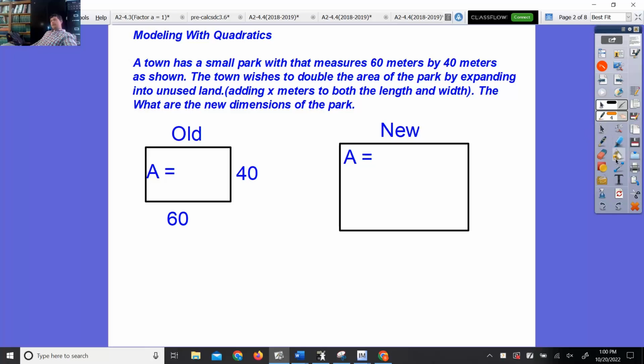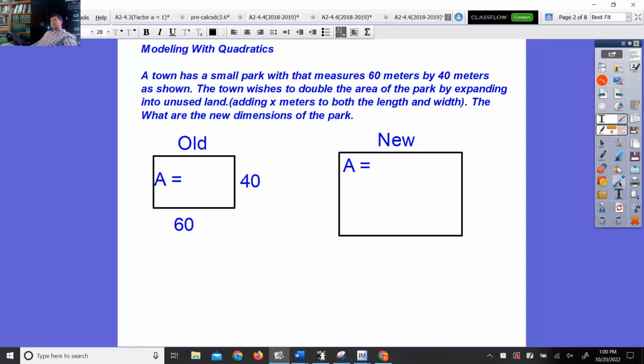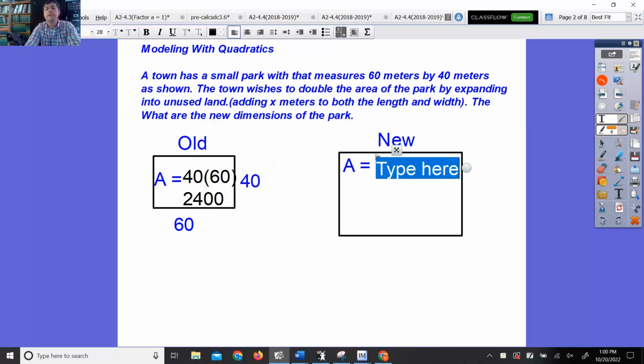All right, so let's think about what the town's doing. They're going to double the area. What was the old area? 2,400. 40 times 60 is 4 times 6, add how many zeros? 2. It's 2,400. New area has to be 4,800 because we're going to double it.